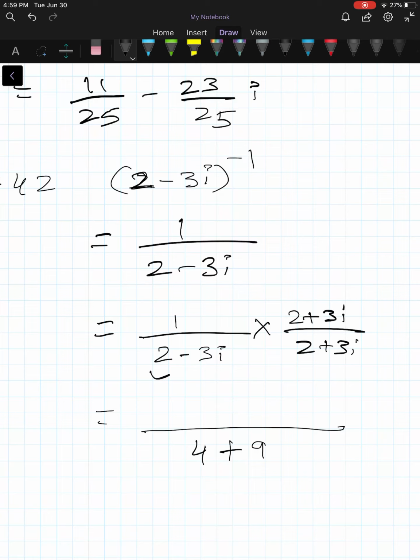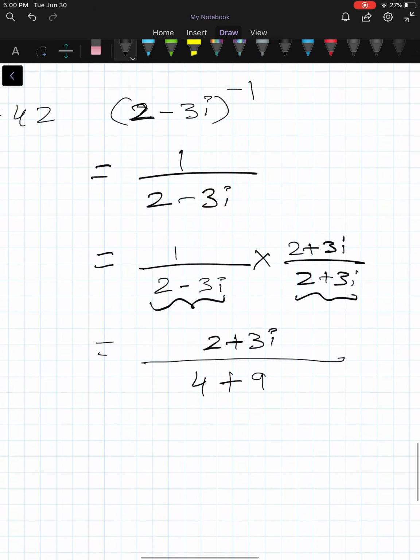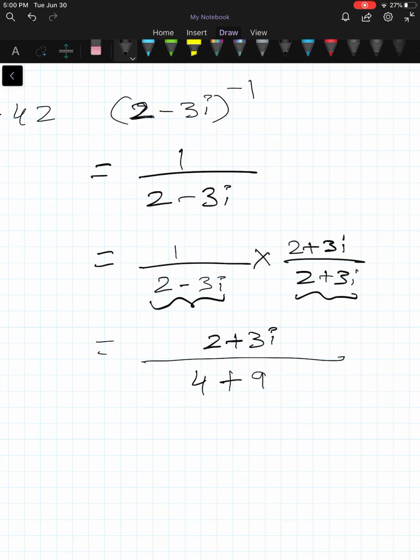So the denominator will reduce to 4 plus 9. How did you get this? This is nothing but z times z bar, that is, a number multiplied by its conjugate is a square plus b square, where a is the real part and b is the imaginary part of both the complex number as well as its conjugate. So we will be getting 2 square, that is 4, and 3 square is 9. And what happens to the numerator? It is 1 times 2 plus 3i. There is nothing much to do in the numerator. You just have to write it as 2 plus 3i.